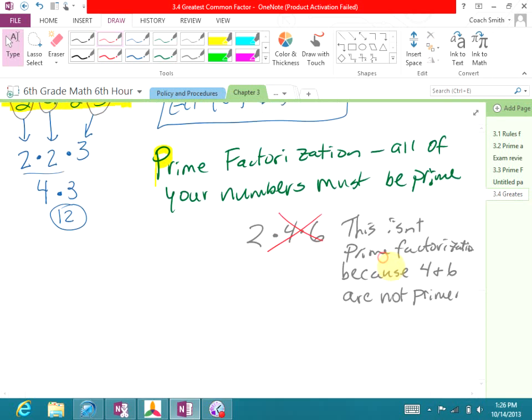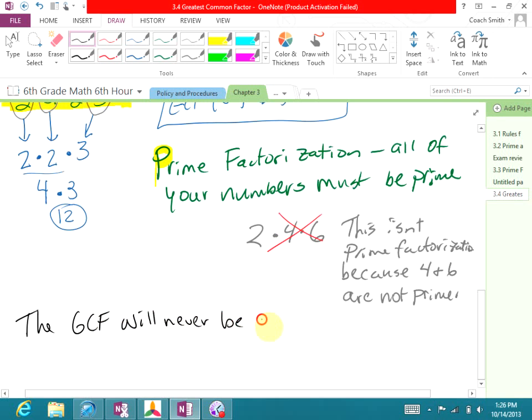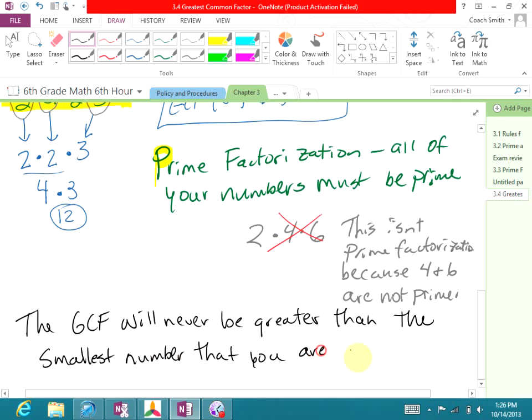Okay, now another little note here. The GCF will never be greater than the smallest number that you are comparing. Okay?